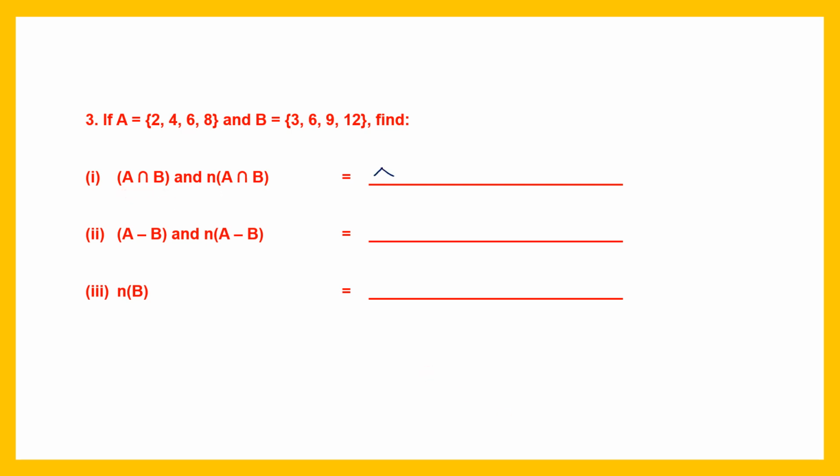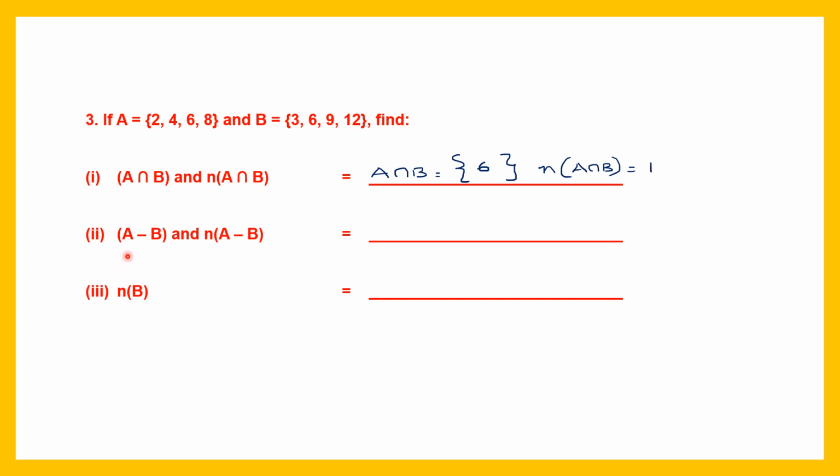So A intersection B will be only the elements that are common to both. So let's see, 2 is not there, 4 it's not there, 6, yes, 6 is common. So let's write down 6. 6 is common. Now what else is common? 8? No. So we have only 6. So A intersection B is 6 and the cardinal number of A intersection B will be 1. There's only one element, so it will be 1.